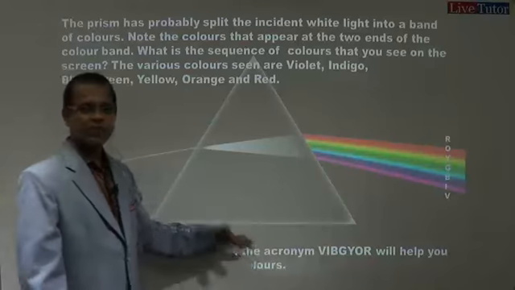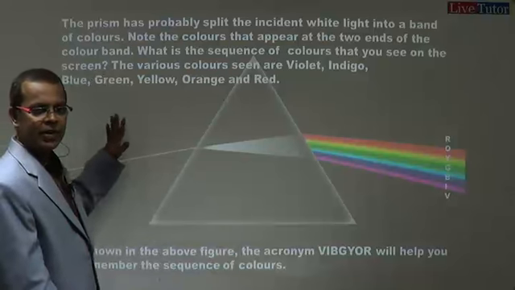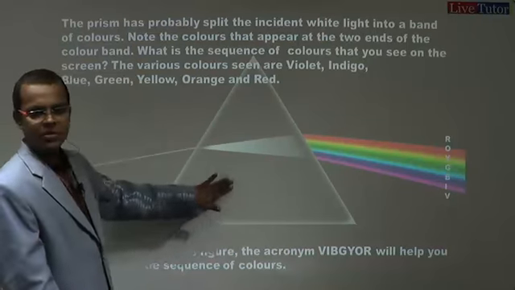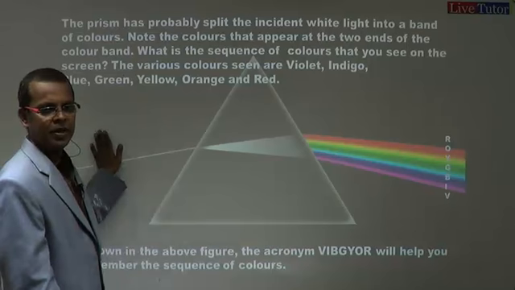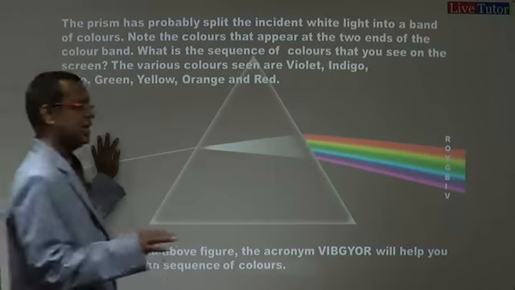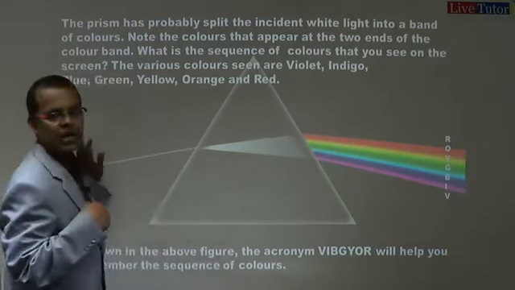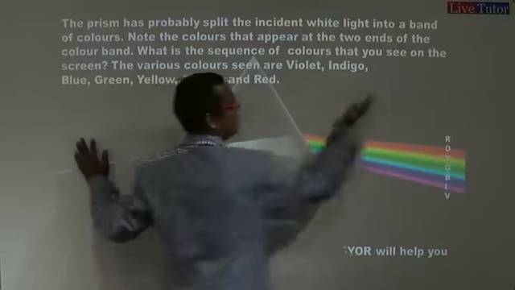Why? Because the light is entering from a rarer medium to a denser medium. This is the denser medium, this is the rarer medium. On the other hand, in the other case, it will be deviating away from the base. It will be moving this way.